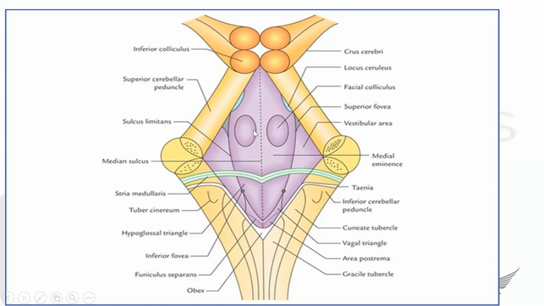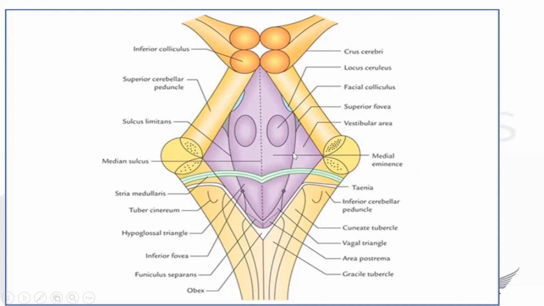This one is the median sulcus, which divides into two. This is the inferior colliculus. Coming from the inferior colliculus is the superior cerebellar peduncle, supralateral margin, infralateral margin. This is stria medullaris, which crosses the floor transversely. This is the medial eminence.